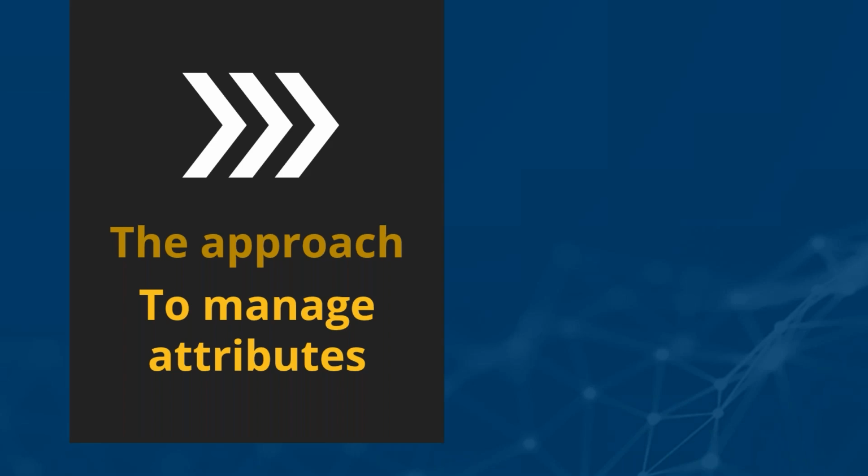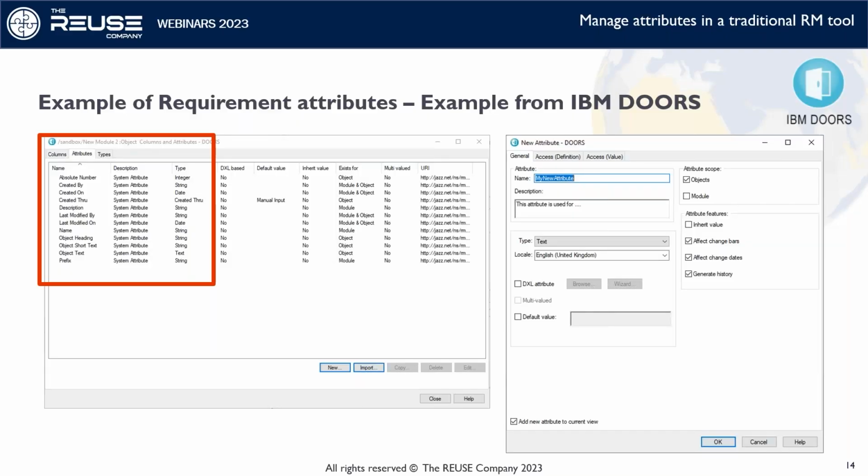So let's continue. Let's look at the different approaches, or the current approach, you can say, for managing attributes in tools, in requirements management tools. And this example is taken just from one of the tools. This is IBM Doors. And of course, it doesn't matter if you use Visual, if you use Yama, if you use Teamcenter, Polarion, whatever tool you use, they all manage attributes. So just see it as an example.